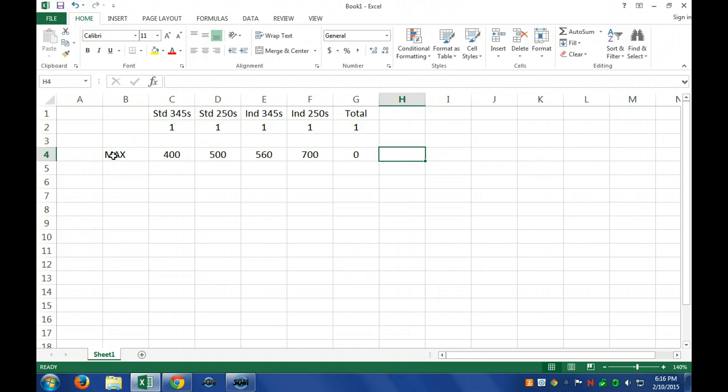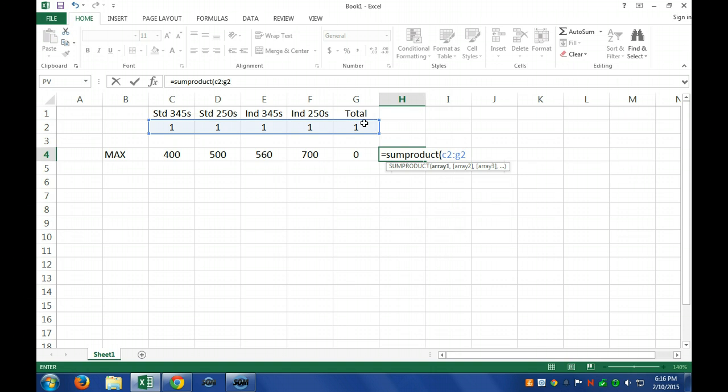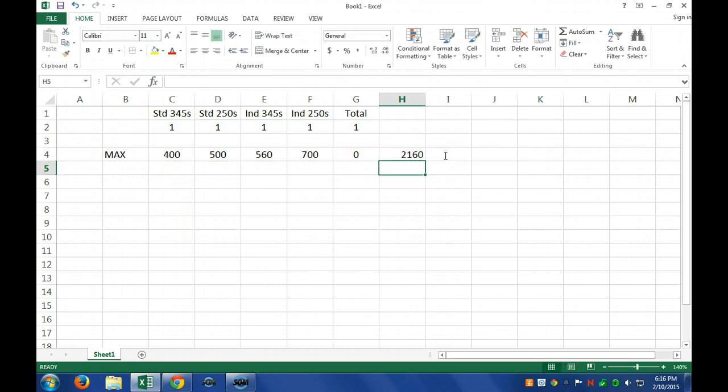But when I put in my sum product function, I need it to contain the whole range. And when I say that, I mean I need to include the summation variable. So C2 through G2, comma C4 through G4. And I want to make these static. Okay, so if we make one of each, we make $2,160.